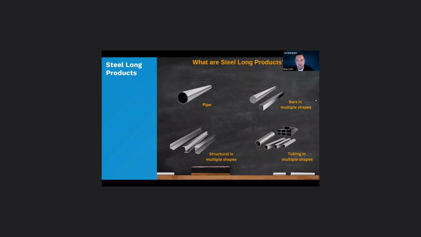So far, we've covered sheet and plate pretty well. Now it's time to raise the bar and talk about long products. Rounds, squares, angles, channels, hexes, or pipe, and tubing in multiple shapes. All of these materials make up the universe that is long product.